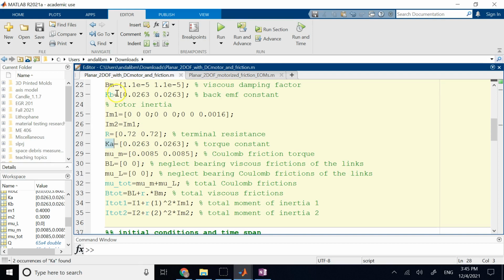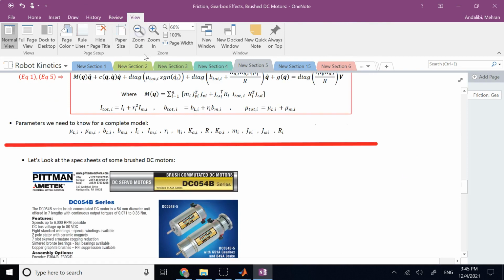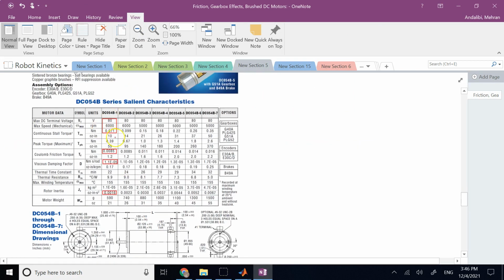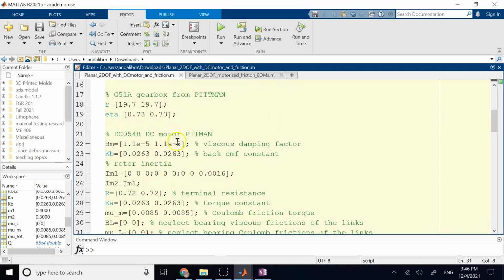And where do I get all of this? As I said, from the spec sheets of these DC motors. If we go up a little bit, you'll see that here I have the Coulomb friction torque. So this is your mu m that you have, and then viscous damping factor. This is your BM, 1.1 e to the negative 5 and 0.0085. And these are these numbers that you see. This is the mu, and that 1.1 e to the negative 5 is what you can see here.